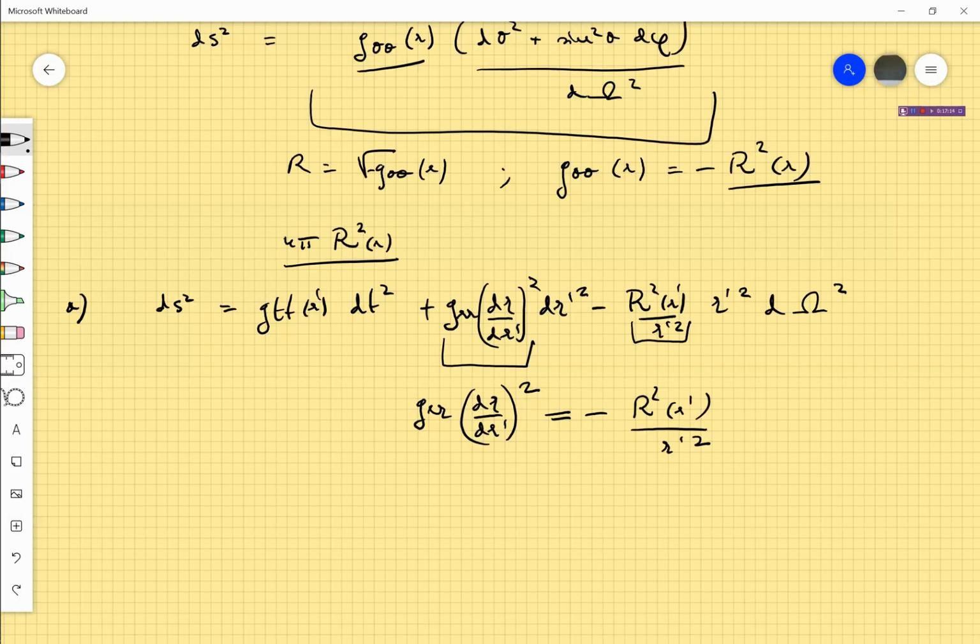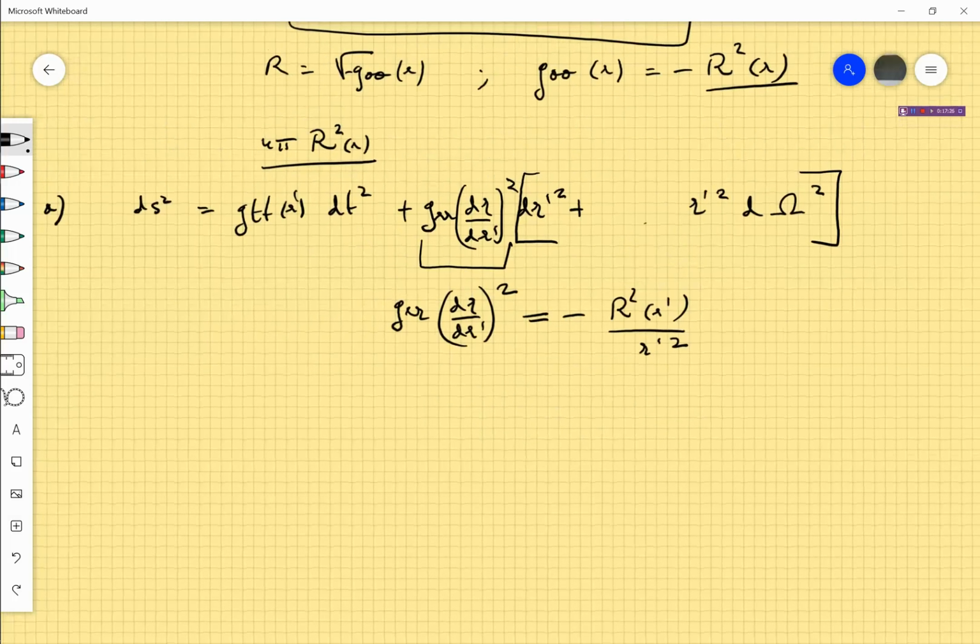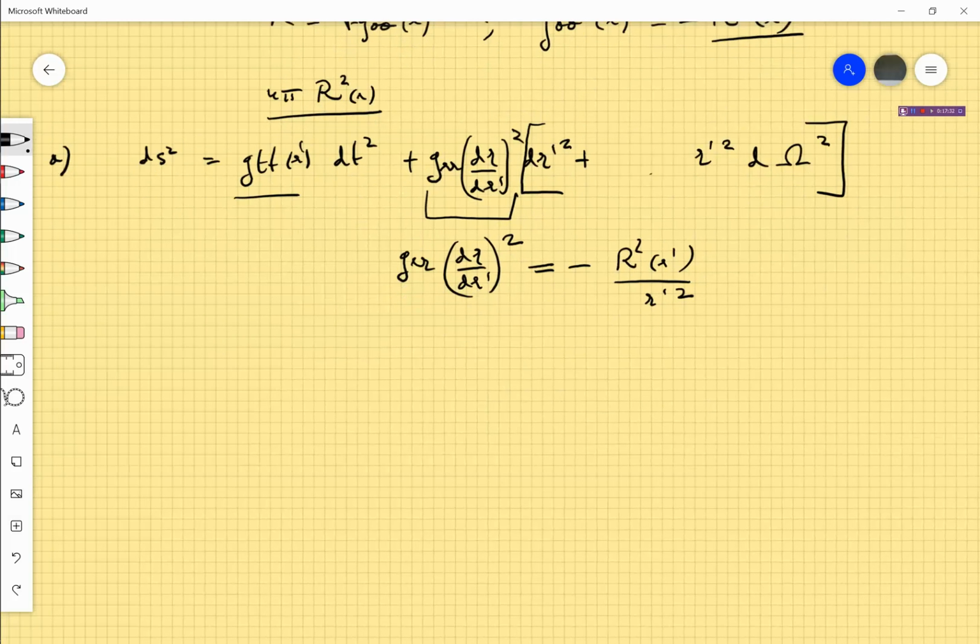If this is satisfied, then I can write this with a common factor like this, which is what I really wanted from the beginning. This is one way of getting rid of one independent function. Then I will have one and another one here.